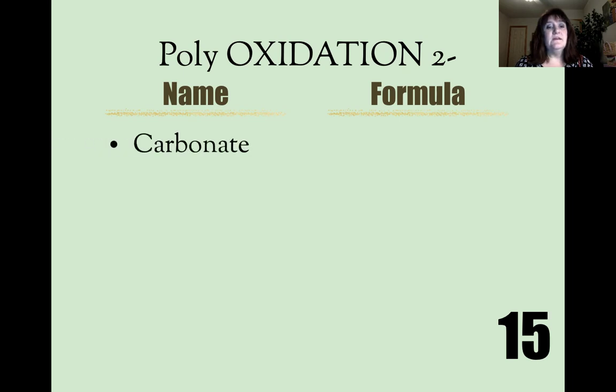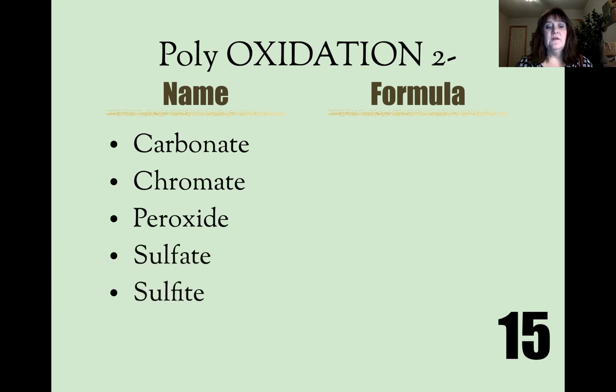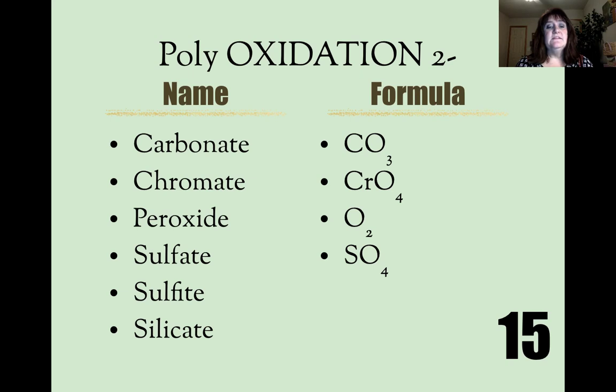Oxidations of 2 negative are carbonate, chromate, peroxide, sulfate, sulfite, and silicate. Carbonate is CO3. Chromate is CrO4. Peroxide is O2. Sulfate is SO4, sulfite is SO3, and silicate is SiO3. All of these have oxidations of 2 negative and will act like group 16 on the periodic table.